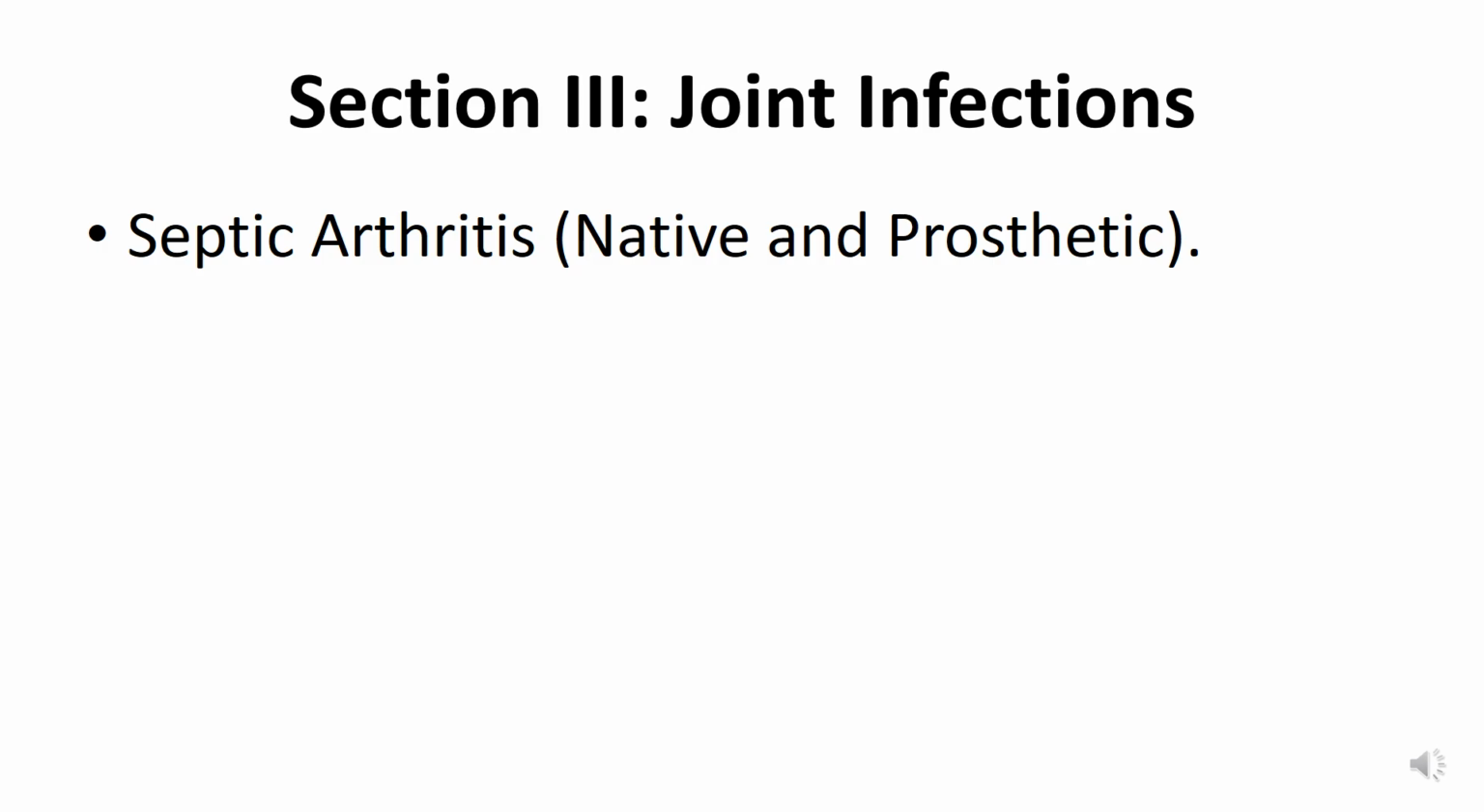Native joint septic arthritis affects joints that have not been surgically replaced. The infection often arrives through the bloodstream, although direct inoculation from trauma or extension from nearby infections can also occur. Patients usually present dramatically. A joint that was functioning normally may suddenly become painful, swollen, warm, and difficult to move.